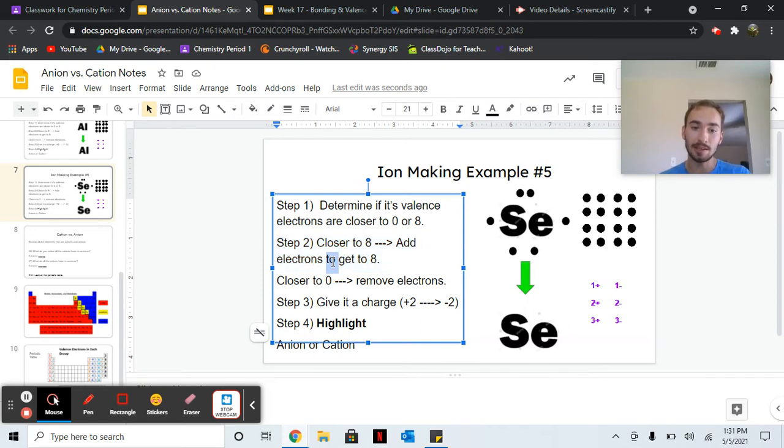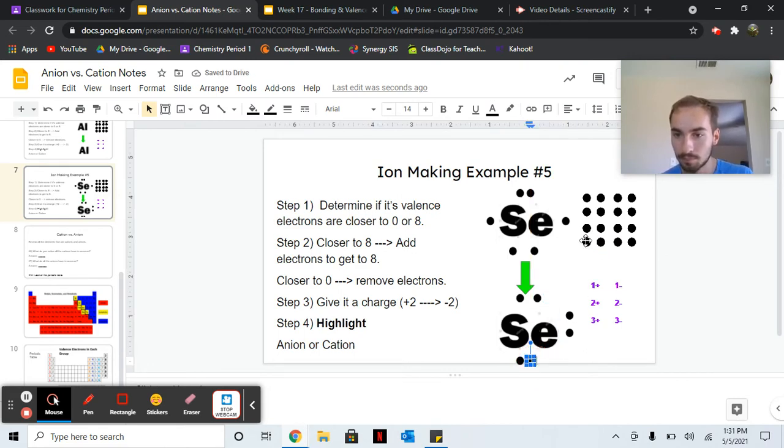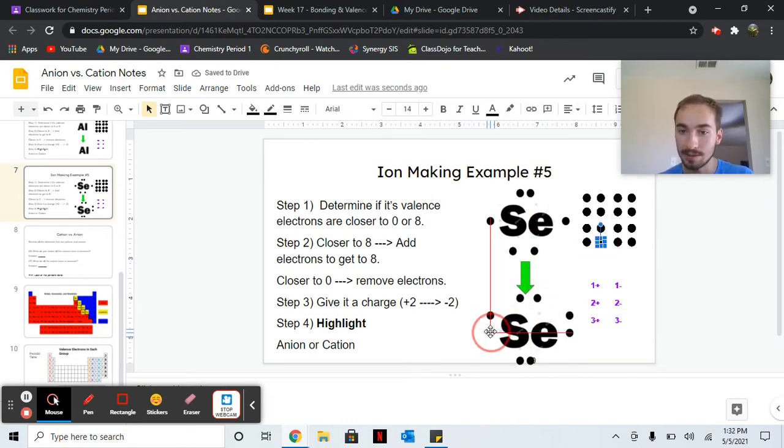So if it's closer to 8, add electrons to get to 8 on the next one. Selenium is 6, but it needs to be 8. So selenium is going to gain 2 electrons, so it can be the full, complete orbital that it wants to be. Doing my best to draw them on the computer. Okay, so selenium has 8 now.